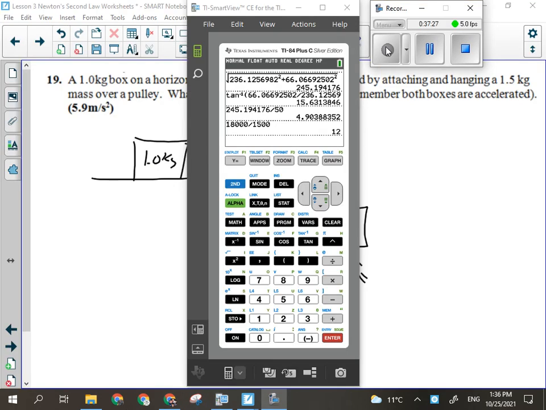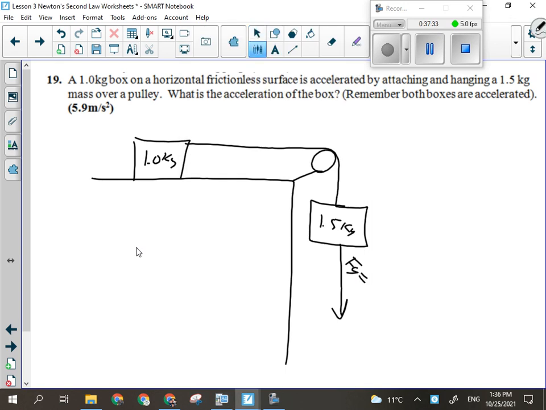We'll have our 1.5 times 9.81. So that force is 14.715 newtons. As we said, there aren't any other forces. The table is frictionless, it's flat, so gravity and normal force balance each other. That 14.715 newtons is the driving force, or net force, of the entire system. Everybody all right with that idea?